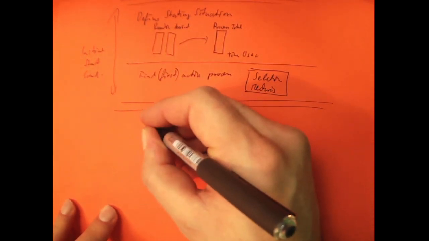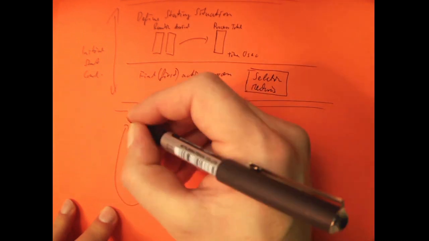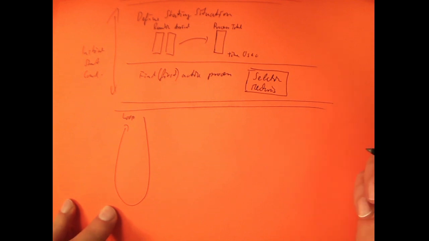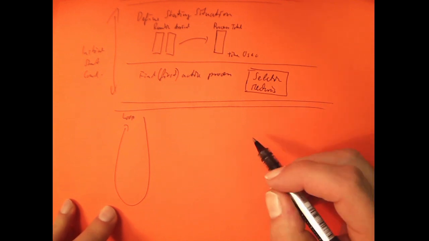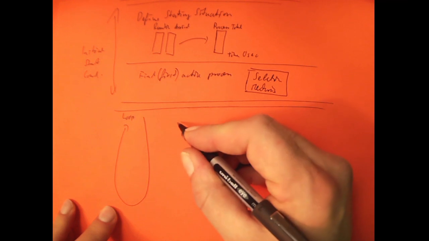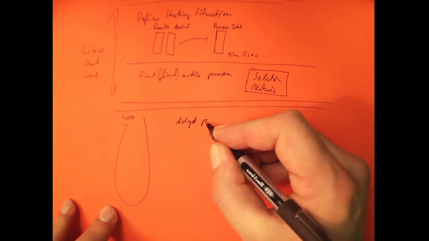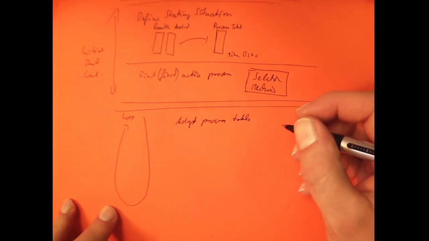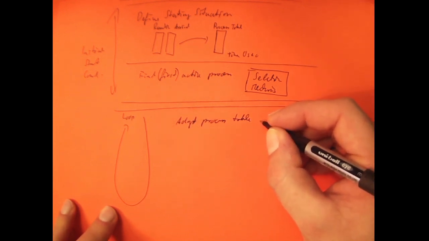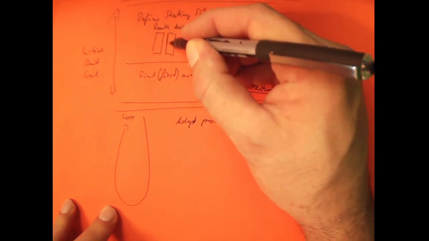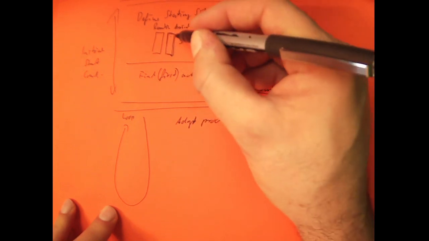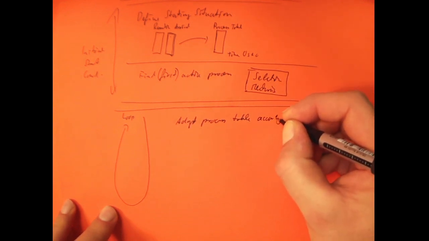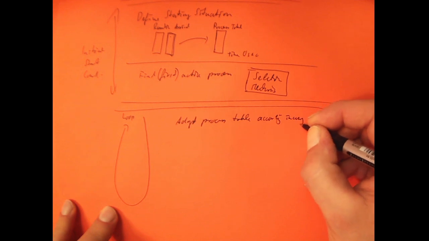And then our loop starts. So we have now our round robin loop. And what we do is we always have to adapt the process table, so that, for example, if new tasks arrive, they appear in the process table. So according to incoming tasks.